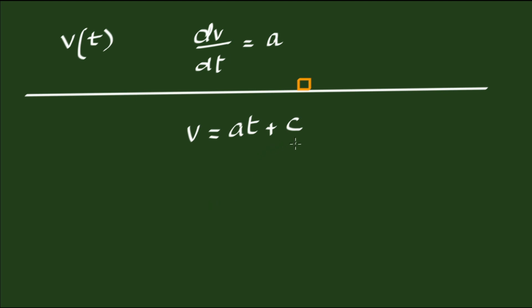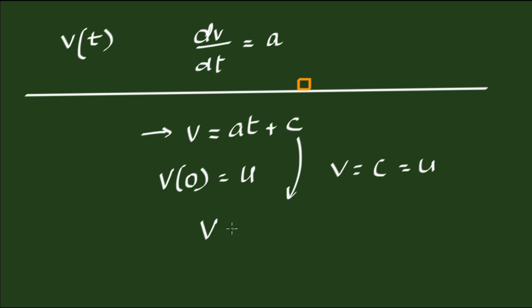Now to find c, we use the condition that the velocity at time t equal to 0, let's call it a known number u. Let's put t equal to 0 in this equation. So v at time t equal to 0 is c, and that is u. Therefore, this equation can be rewritten as v is equal to u plus at. Now you can verify u and a are constants. If I differentiate this, I will get dv by dt is equal to a.